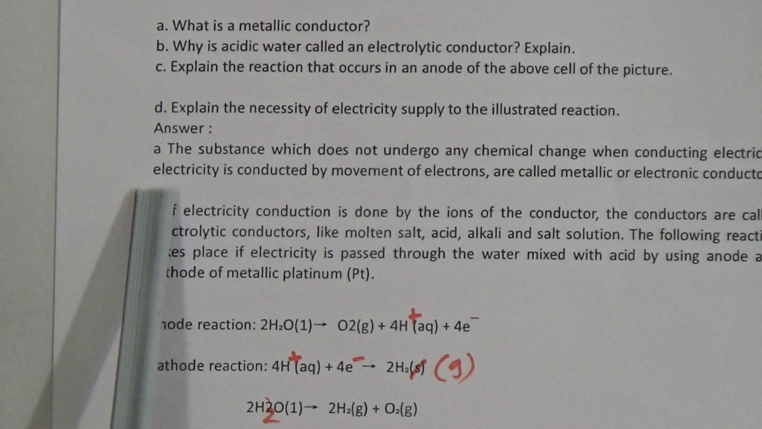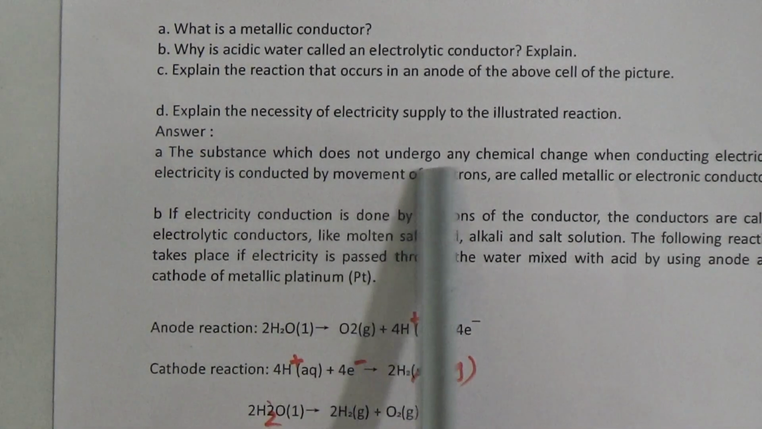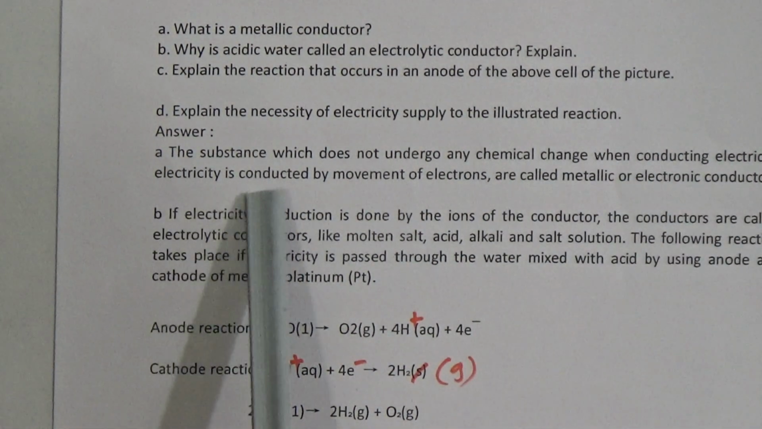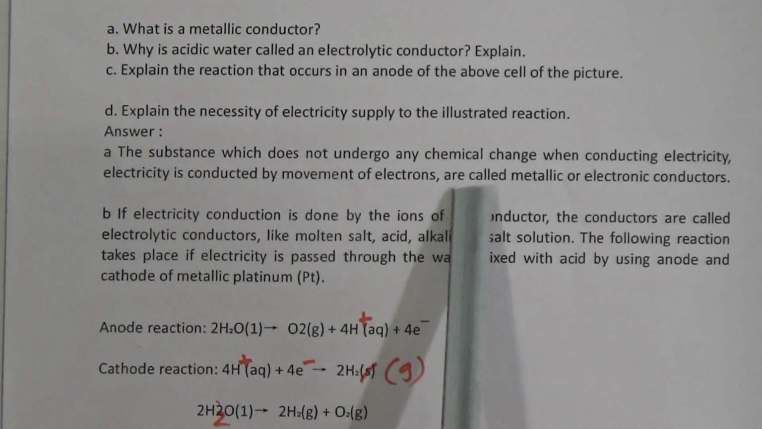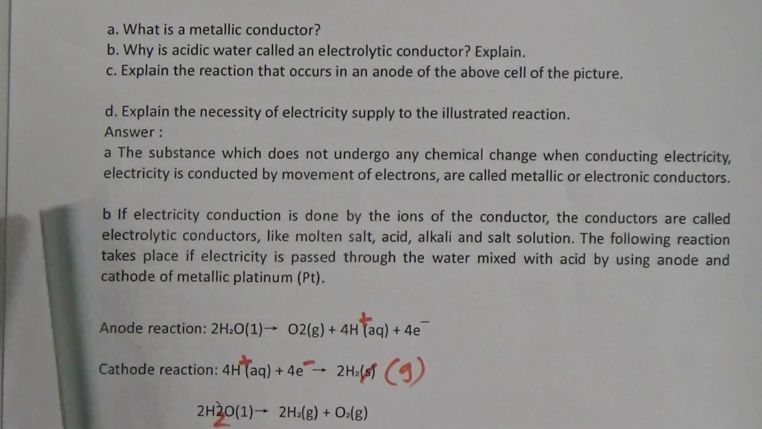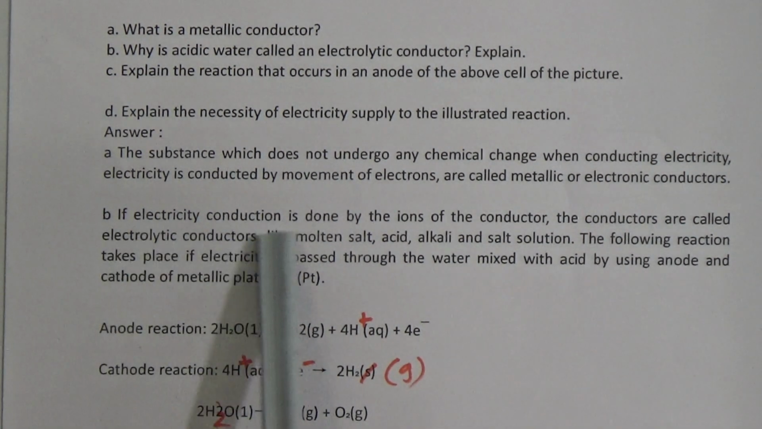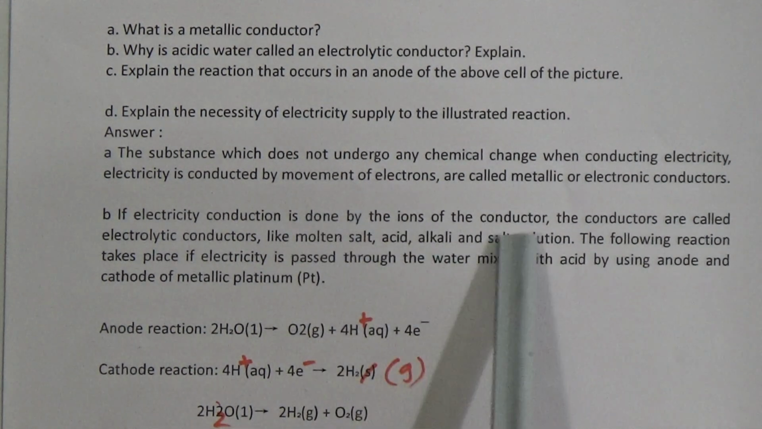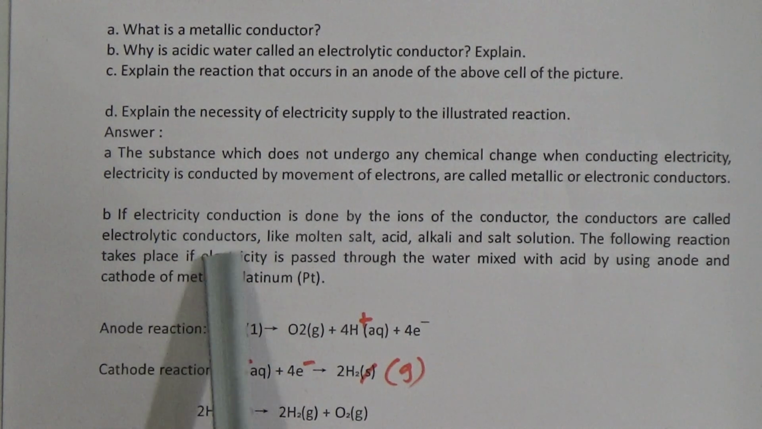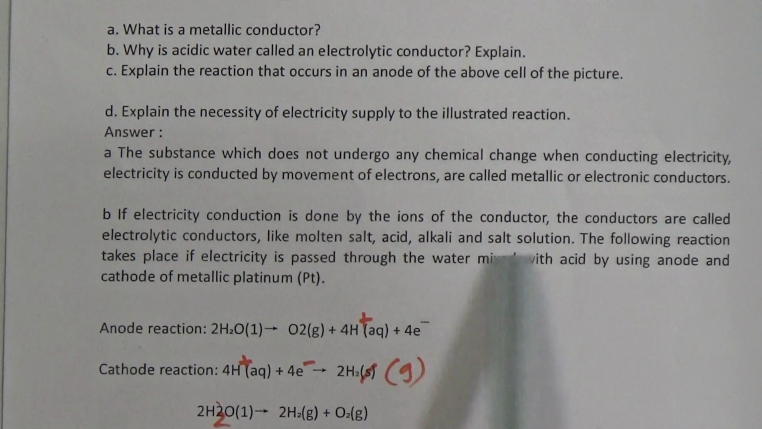Now come to the answer. The substances which do not undergo any chemical change when electricity is conducted, where electricity is conducted by the movement of electrons, are called metallic or electronic conductors. Now come to the answer of B. If the electricity conduction is done by the ions of the conductor, the conductors are called electrolytic conductors, like molten salt, acid, alkali and salt solution.